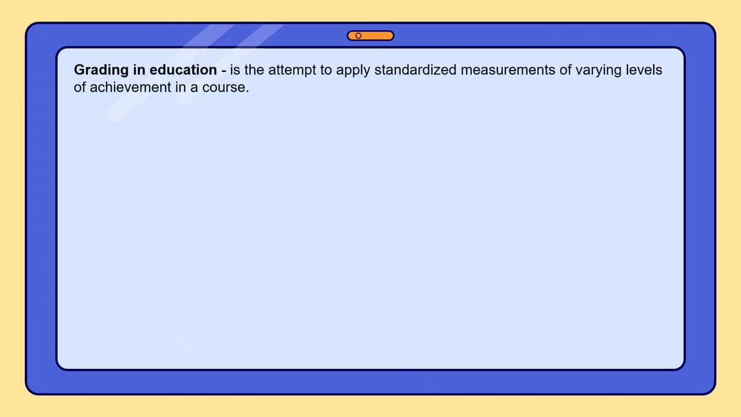Next is grading in education. From the word itself, grading. Grado. So, definition nito is the attempt to apply standardized measurements of varying levels of achievement in a course. It can be assigned as letters, usually A through F, as a percentage or grade point average. Next is historical method inquiry. So, from the word itself, historical, o pag-aaralan natin yung mga naganap nung sinauna, kung ano ba yung mga pagbabago. So, papasok na naman dito yung changes.